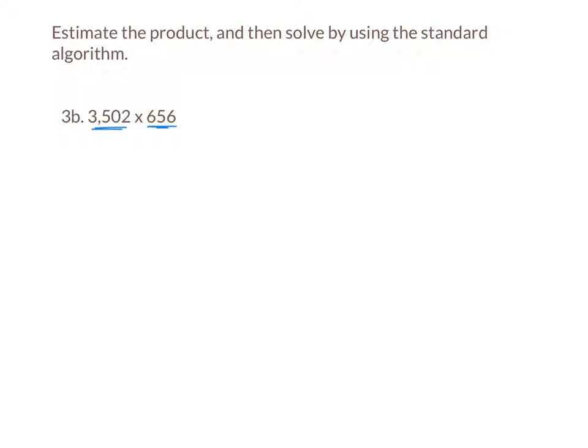So to estimate, we can think that 3,502 is pretty close to what number that's a lot easier to work with? 4,000. Okay, it's very far away from that, but yes, we'll go with that. And 656 is pretty close to what factor that's easier to work with?